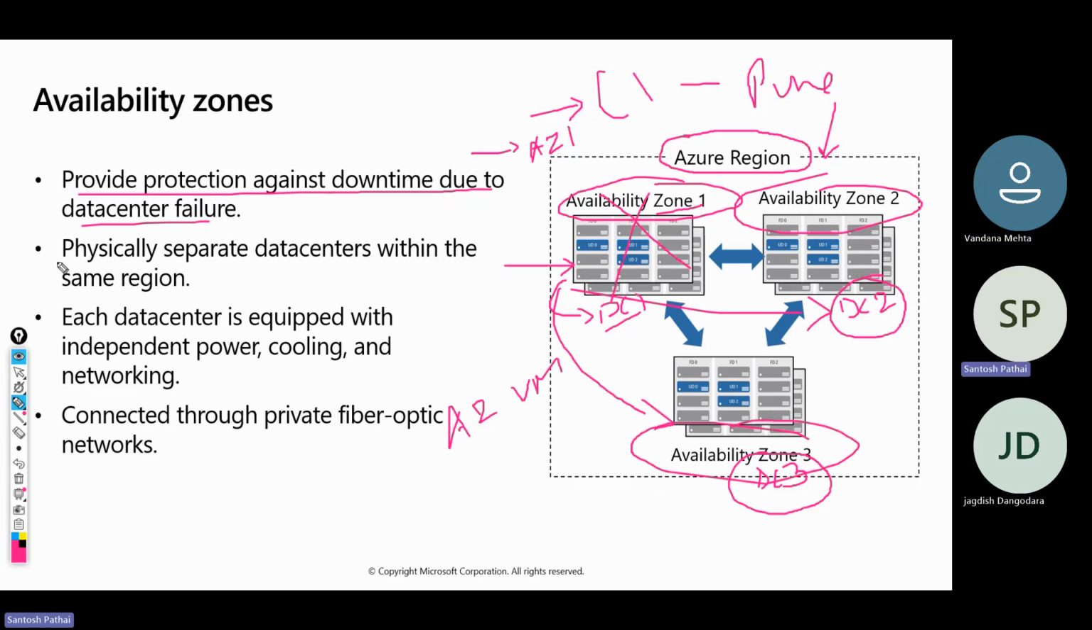So they are physically separate data centers within the same region. Each data center is equipped with independent power, independent cooling, and independent networking, and they are connected with each other using a private fiber optic network.